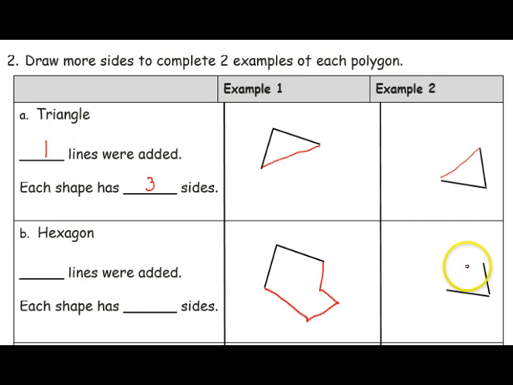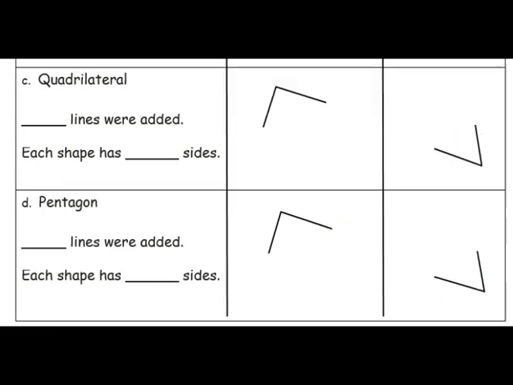And I'll do the same thing on the next shape. I'll draw 1, 2, 3, 4 sides here, and that makes a hexagon as well. So in each shape I added 4 more lines, and now each shape has 6 sides. And I have 2 more questions asking me to do the same thing.